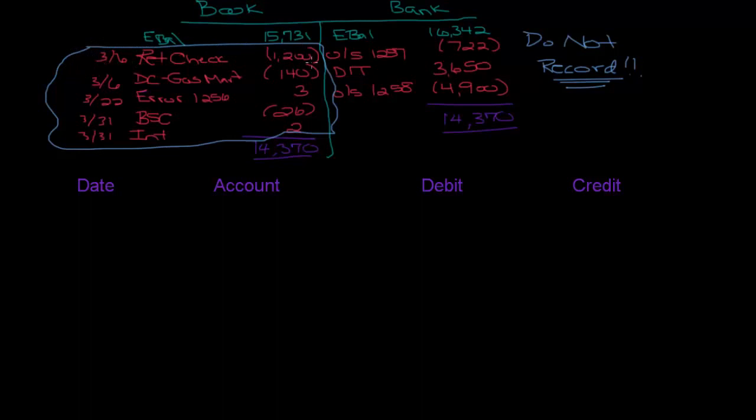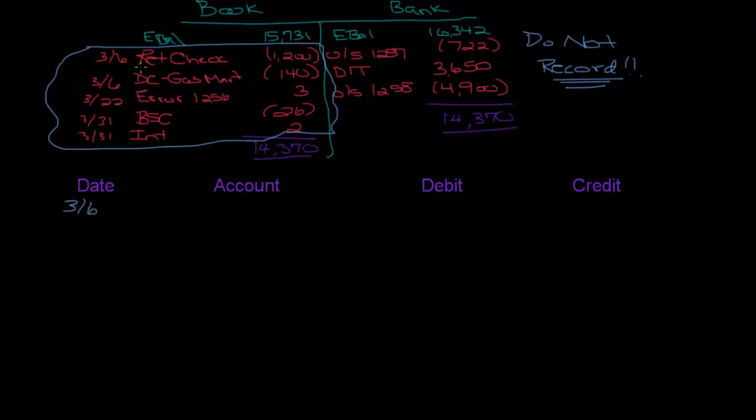So let's think about what happened with this return check. A customer wrote us a check for $1,200 and they did not have the money in their account to clear the check. So the check was returned to us from the bank. So this return check is actually from an accounts receivable. When you're recording this journal entry, you have to think about what expense accounts or what asset accounts might be involved in these transactions.